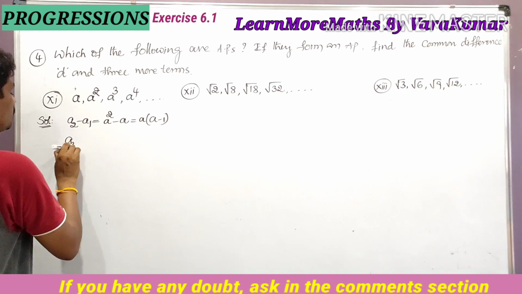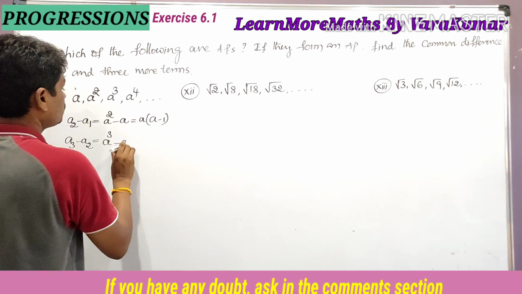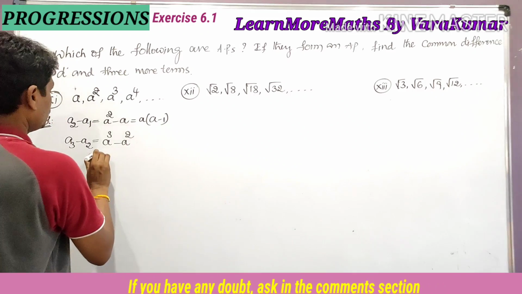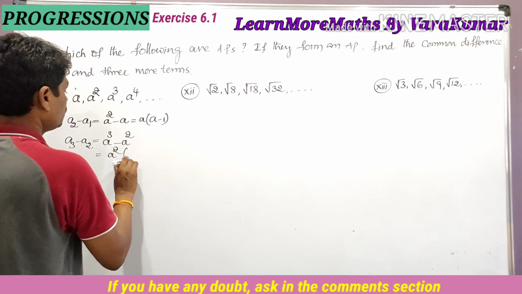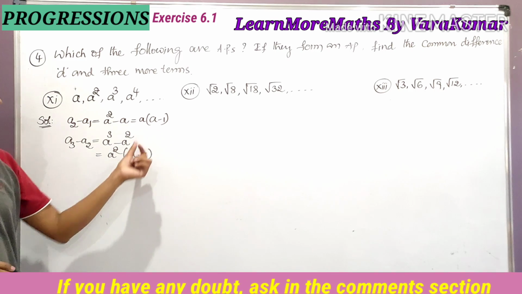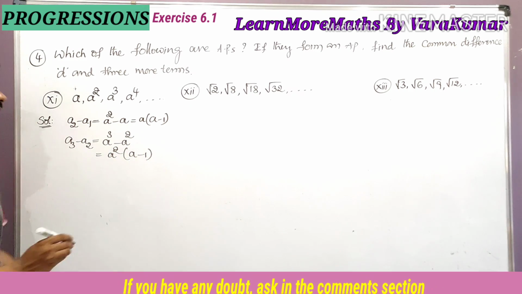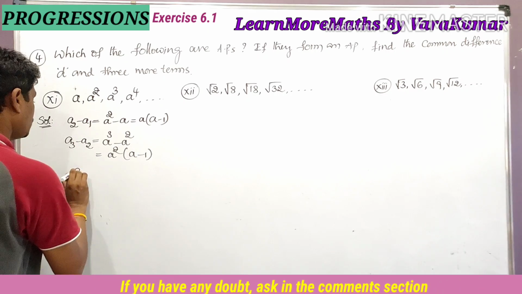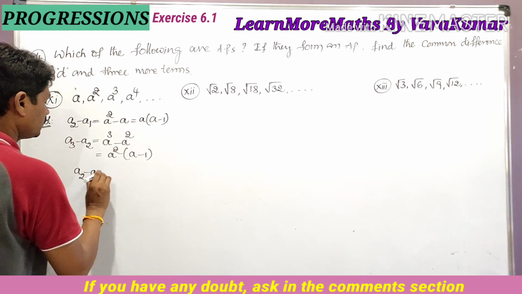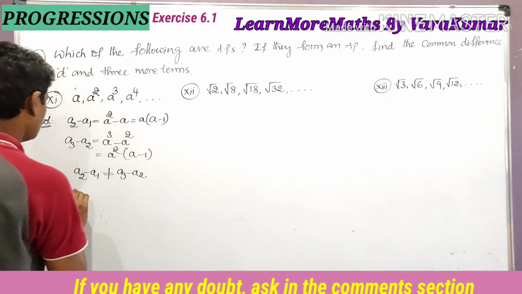So A3 minus A2 is equal to A cube minus A square. We can take A square as common. Here we get A minus 1. But these two are not equal, student. Here it is A into A minus 1, but here it is A square into A minus 1. So A2 minus A1 is not equal to A3 minus A2.